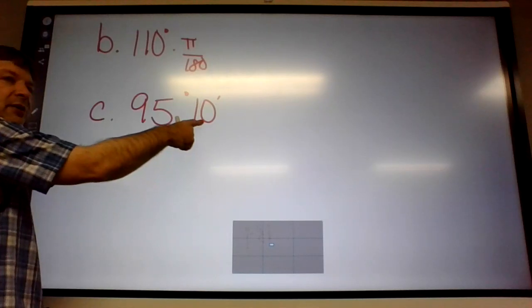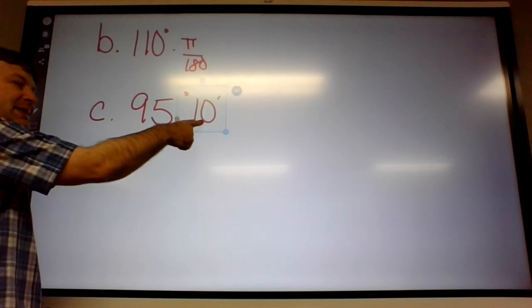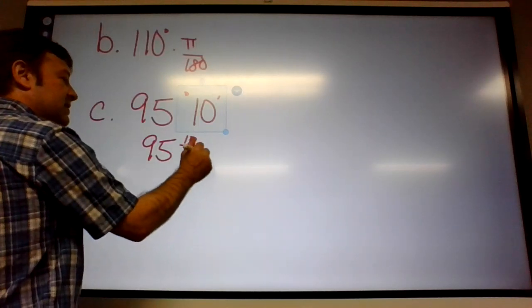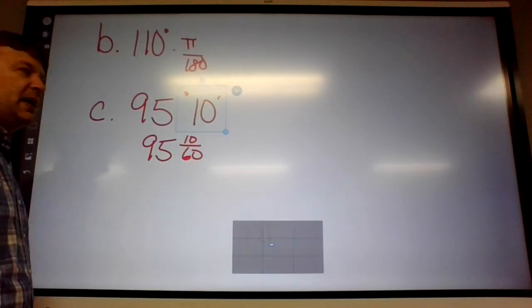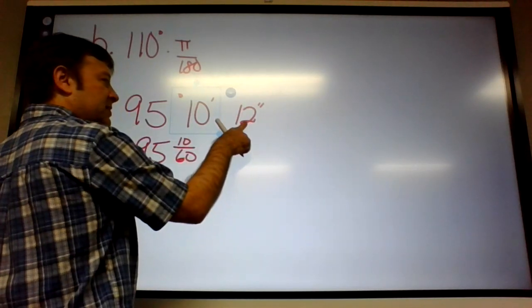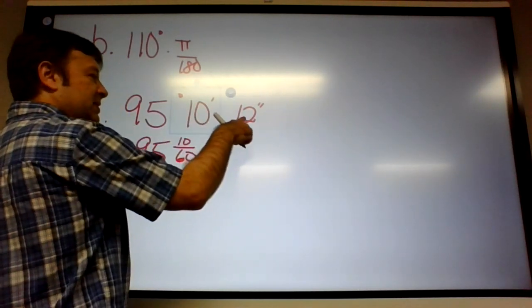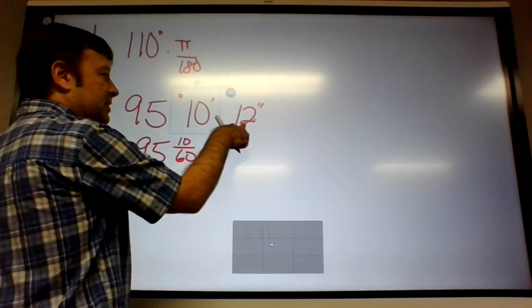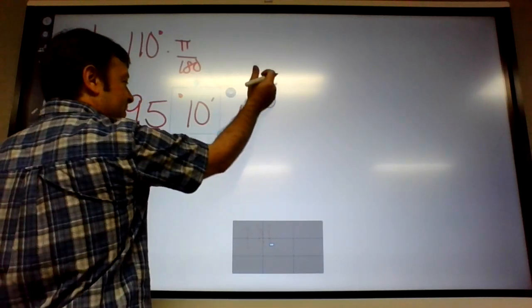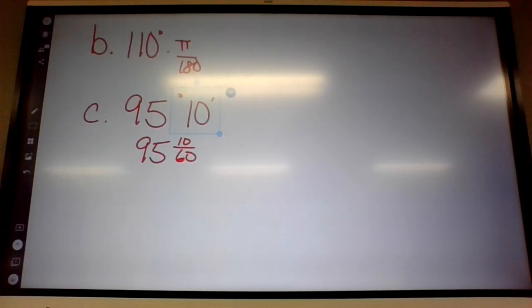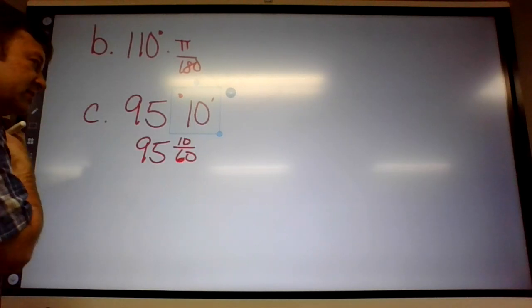What does this thing right here mean? 10 minutes, which means it's 10/60ths of a degree. And if they go smaller, like if they put something over here, this would be 10 minutes and 12 seconds. So this would be 10/60ths and 12/3600ths. So anyways, it can get messy. Do they do seconds? No, they don't. Okay, so our other book did seconds, but this one doesn't.